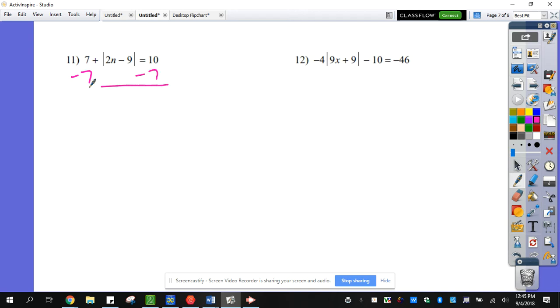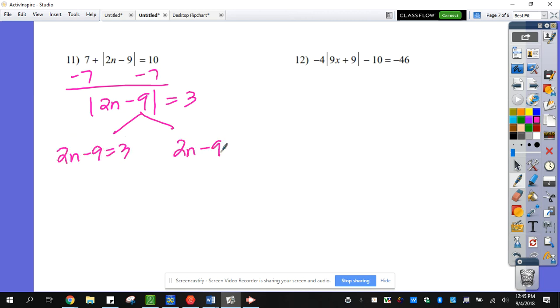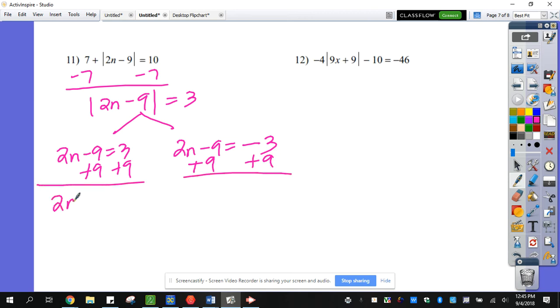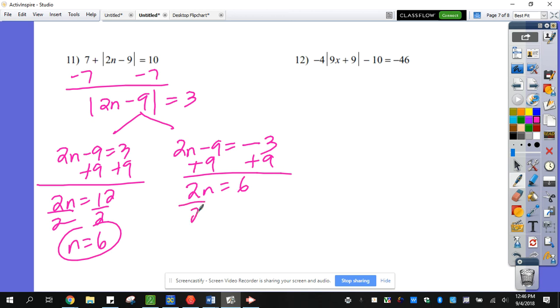Minus 7 here. Absolute value 2n minus 9 is equal to 3. You should know that you split them into 2. 2n minus 9 is equal to 3. 2n minus 9 is equal to negative 3. You add 9 on each side of the equation. 2n is equal to 12. Divide by 2, divide by 2. N is equal to 6. 2n is equal to 6. Divide by 2, divide by 2. N equals 3, which is, I think, exactly the same thing as your bell work.